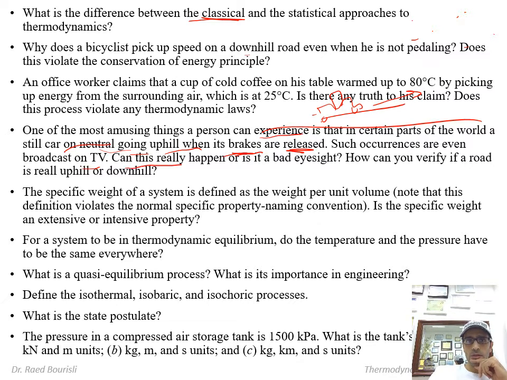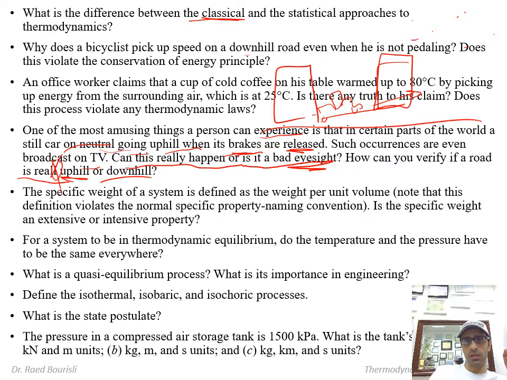So can this really happen, or is it just some bad eyesight? How can you verify this road is real, uphill or downhill? You could... they could fool you with slanted buildings, but in reality it could be downhill and the buildings are even slanted more.